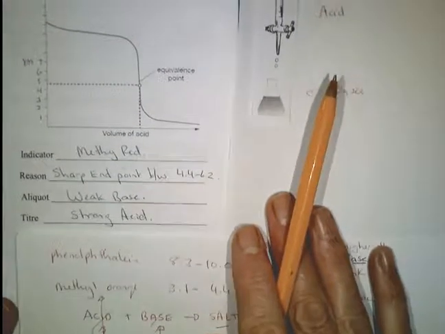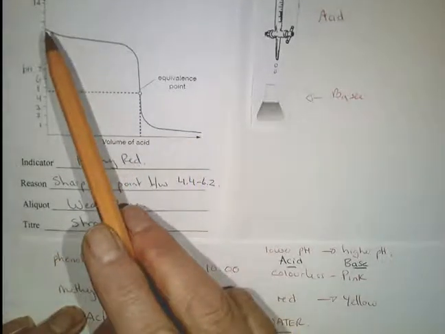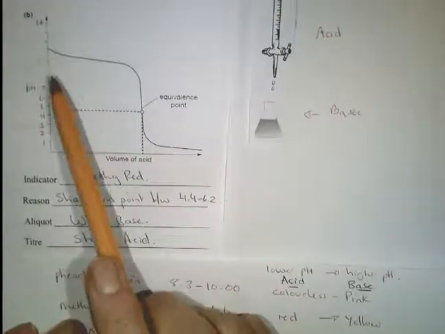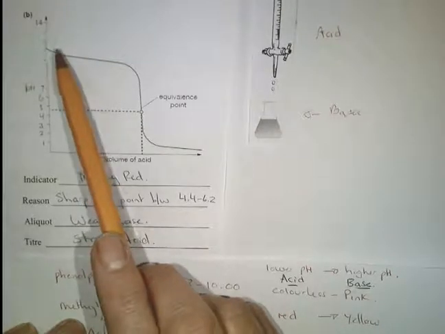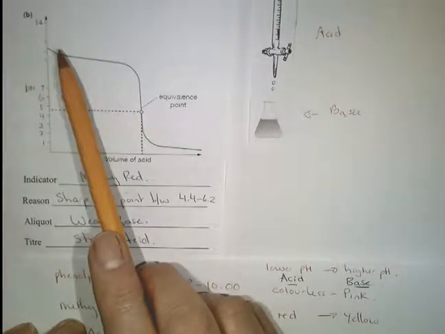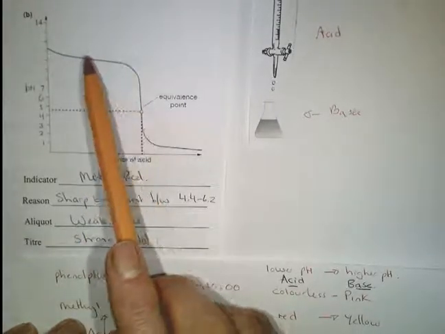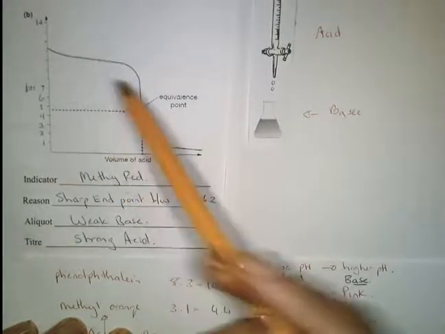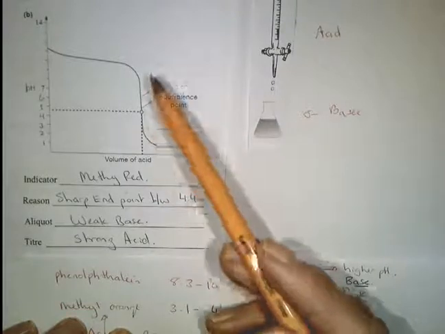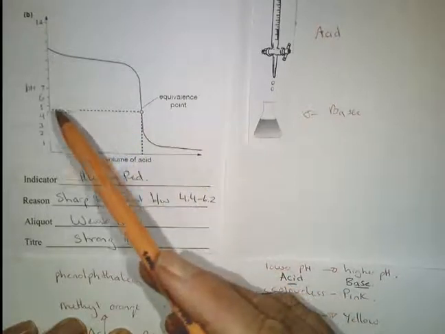Okay, this one you can see, instead of staying up in the basic region, in fact it's not even, it's 13, 14, 12, it's a bit over 11 to start with, so it's not very basic to start with, and then it's kind of floppy, it doesn't really stay straight up here. So it's clearly a weak base. And another way of working it out is your middle point. If you look at the straight line, the middle of your straight line, it's below 7.